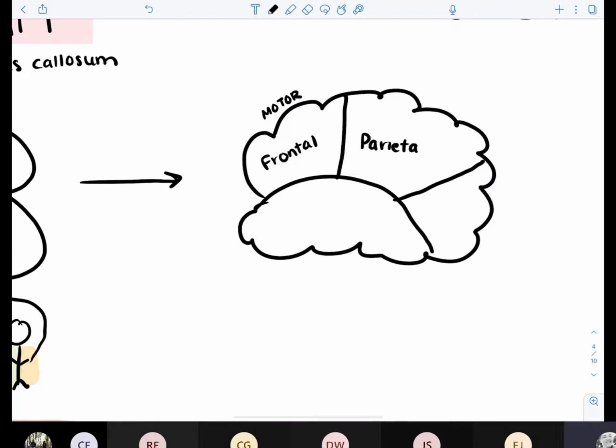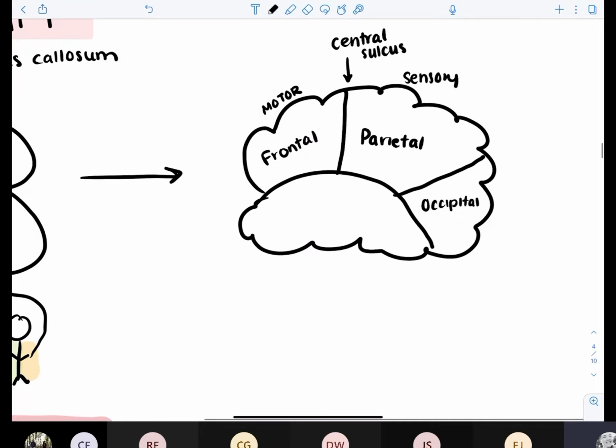Parietal is going to be found right behind the frontal, and its main thing is going to be sensory stuff. Dividing these two is our central sulcus. Behind the parietal lobe is our occipital lobe, which is supplied by posterior circulation. And its main idea is vision.